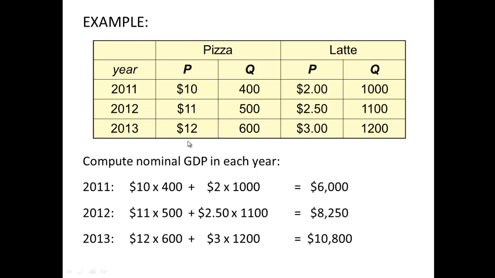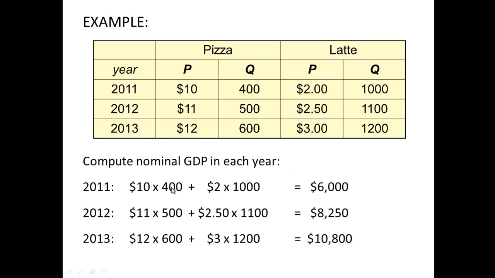And then in 2013, the price of pizza went up again $1. Quantity went up to 600. Lattes went up 50 cents to $3, and quantity went up: 1,200 lattes were sold at $3. So basically what we're seeing is that the prices are rising. For pizza, it rose $1 every year for 3 years. And for lattes, it rose 50 cents every year for 3 years. But even though the prices increased, we also saw an increase in quantity sold.